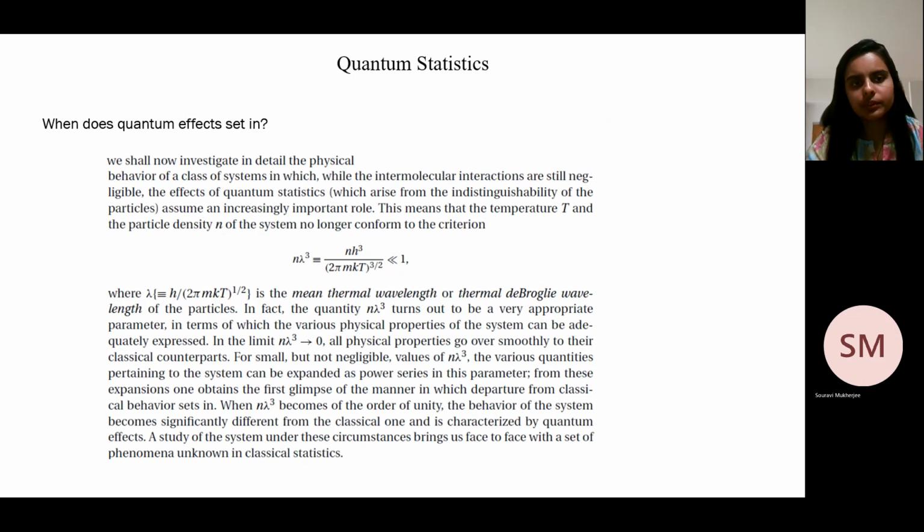What we understood as we started dealing with quantum mechanical systems is that n lambda cubed is a quantity that can tell you whether you are in the classical limit or in the quantum limit. When n lambda cubed is much smaller than 1, that is when the temperature is much higher or the density is much lower, you are in the classical limit. In the other case, when your density is very large or the temperature is very small, you are at the quantum limit, and gradually as n lambda cubed increases, you go towards the quantum mechanical regime, and quantum effects come into the picture.